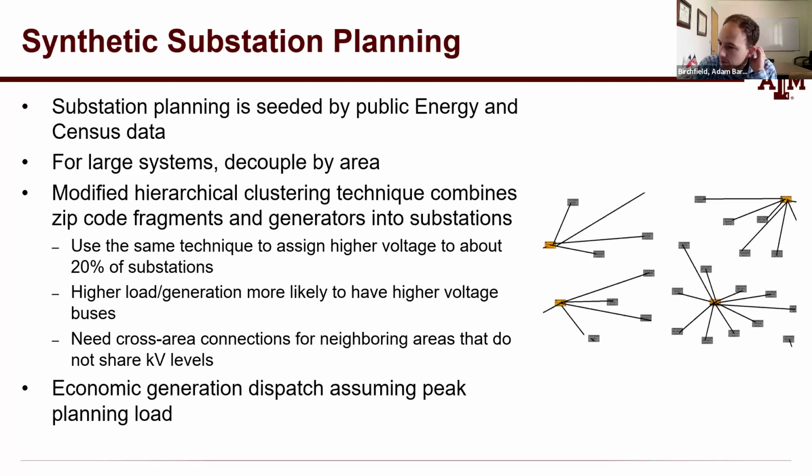Once we've got the substation planning, we need to figure out what is going to be the dispatch of the generators and the loads in order to do our transmission planning. And so that's why we do an economic generation dispatch. We assume peak planning load. Generally, this is a common practice for doing the first order transmission planning, to focus on the peak load and economic generation dispatch. So that's kind of our starting point here.